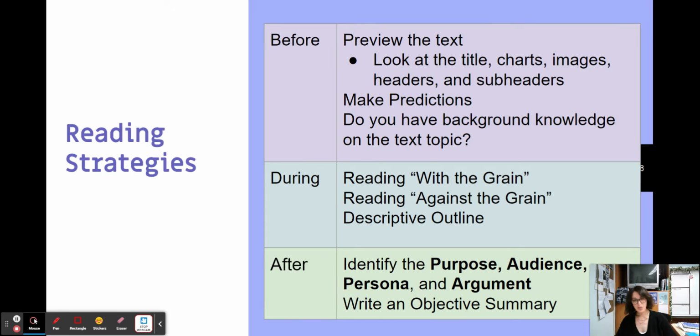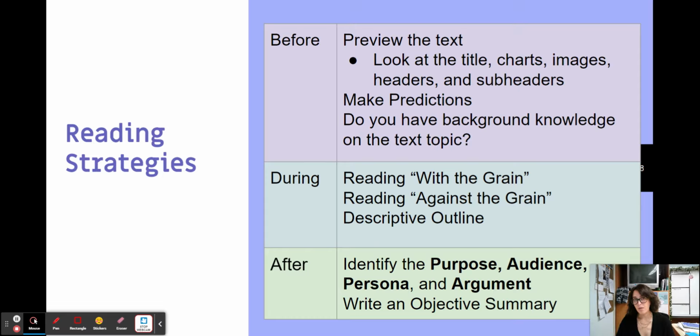And then finally, we get to the after. We've already done our before, right? We've previewed the text, we've made predictions, we've seen if we had background knowledge, we've annotated the crap out of this thing, and we've come up with an outline. And the after is, okay, now that I know about this article, now that I've done my thinking, now it's time to look. What is their purpose? Who is their audience? How do they want to come across? And what is their argument?